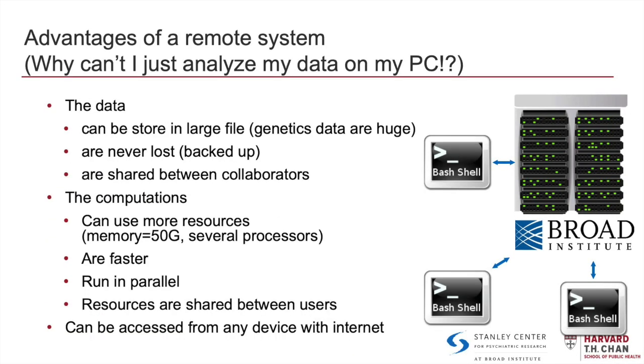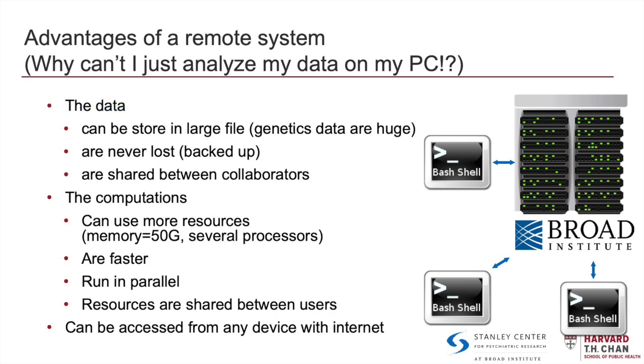So there are many advantages of using a remote system. The first one is about the data. You can store really, really large files on a remote system. These files are never lost because they are backed up. So if your laptop crashes, for example, you can lose some data. That never happens with a remote system. And then your files are shared between collaborators, which means if you have really large genetic files, you can share them with different collaborators and you don't have to duplicate the file on different local systems.